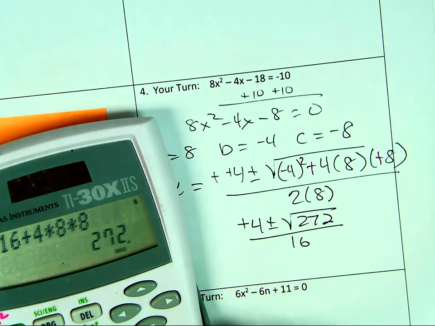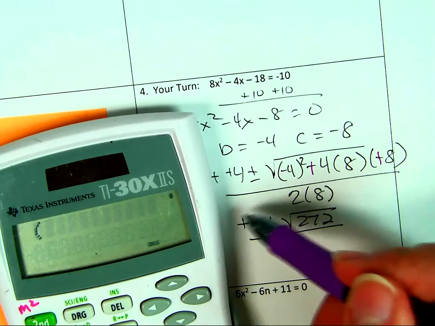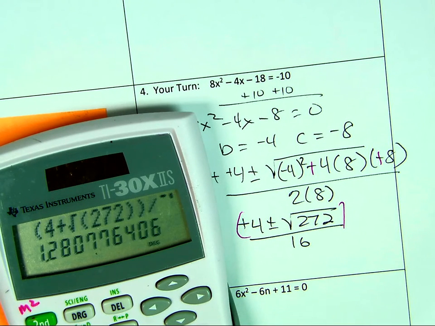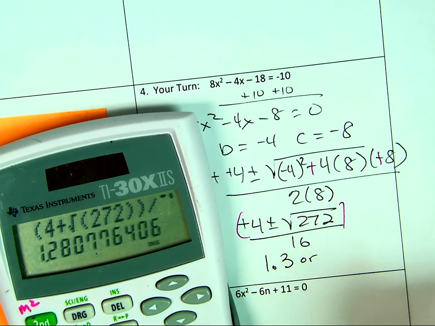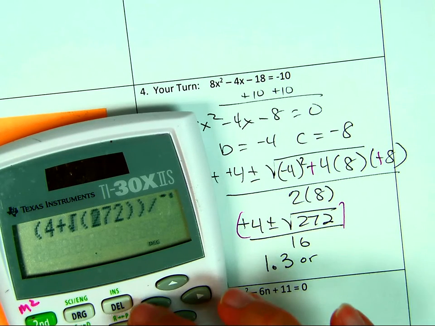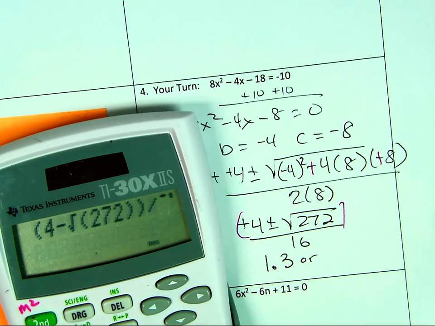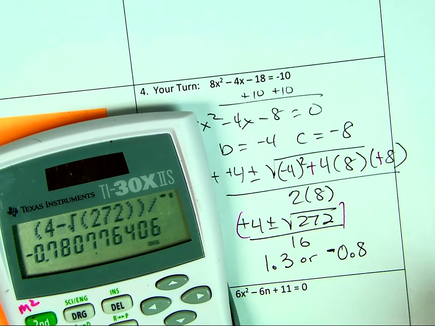So again, when I go to put that in my calculator, I have to use a parenthesis for the numerator. I'm going to put that there again so you can see it. So it's going to be 4 plus the square root of 272, and the parenthesis for the square root, and the parenthesis for the numerator, divided by 16. So my first answer is 1.3 if I round to the nearest tenths. To find my second answer, I backspace to that 4, because now I want to use the minus of my plus or minus, and that gets me negative 0.8 if I round to the nearest tenths.